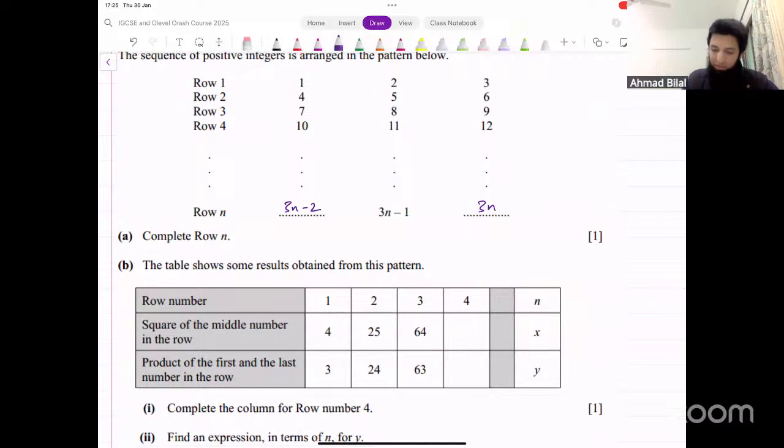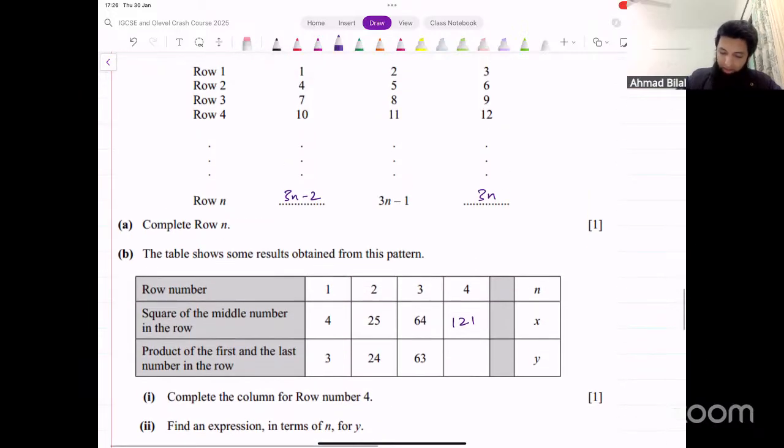All right, so 2 squared is 4. 5 squared is 25. 8 squared is 64. Now, what about the next one? The next one is going to be 11 squared. What's that? That's 121. This should be 121.